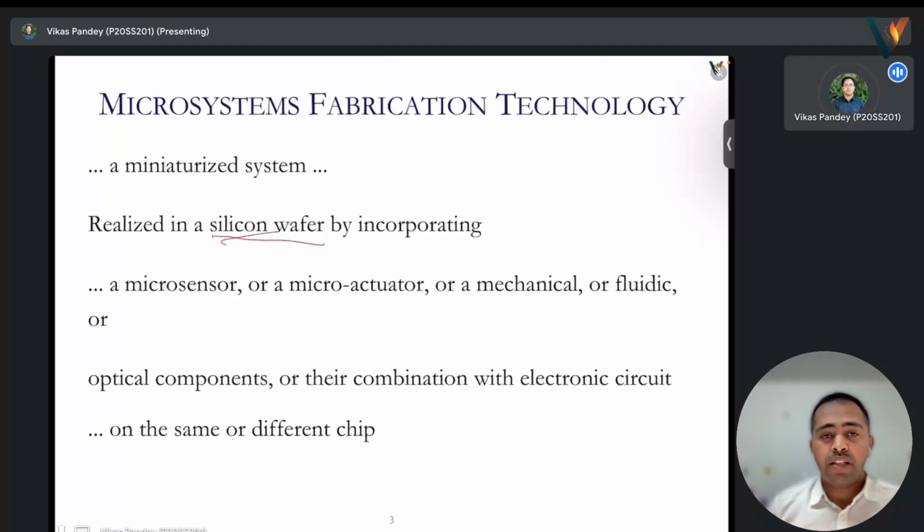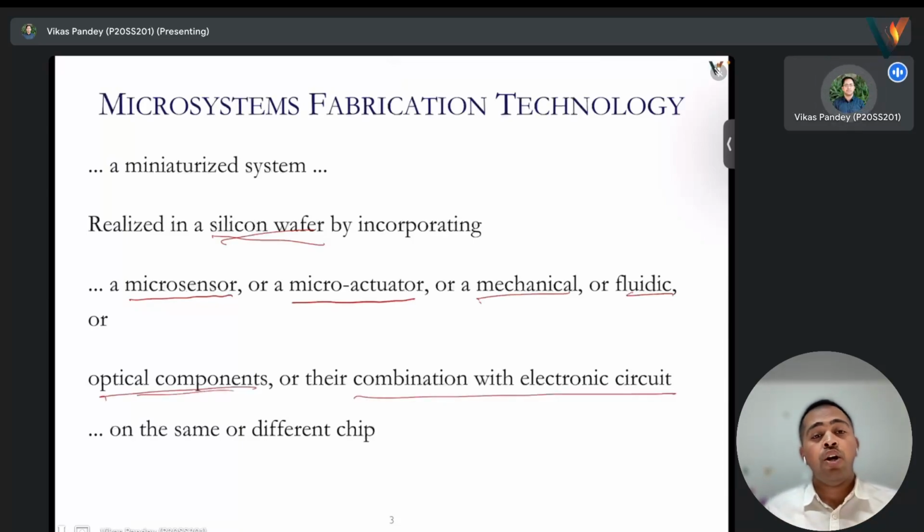This is in general, but as we have seen in case of stimulating electrodes, we can even now work on flexible electrodes. So the technology remains the same, with some modifications. Most of the technology is developed over the silicon wafer, but that can be adopted according to our use case. It can be used to make a micro sensor, a micro actuator, or a mechanical, fluidic or flexible device. It is even used in making optical components or their combination with electronic circuits on the same or different chip.